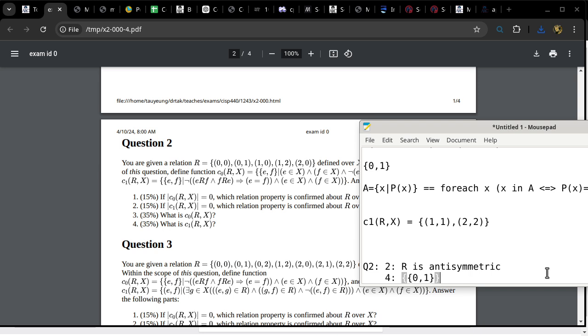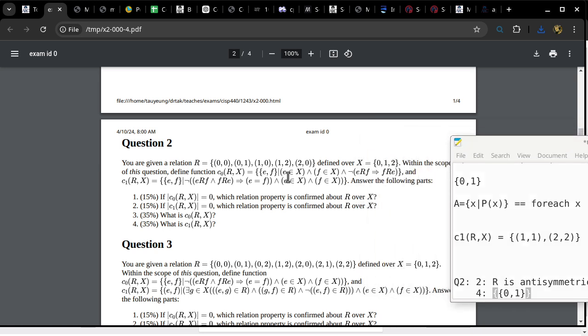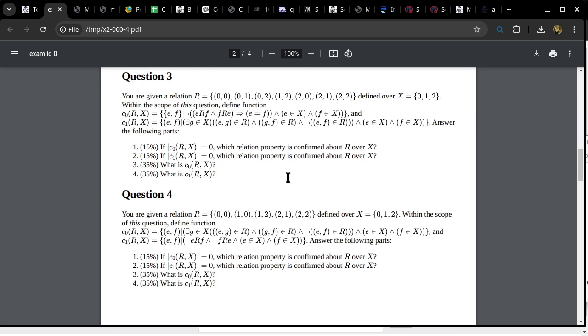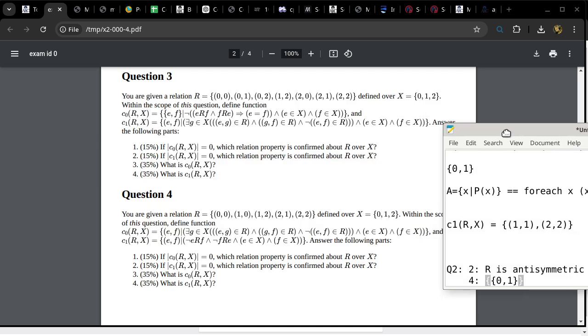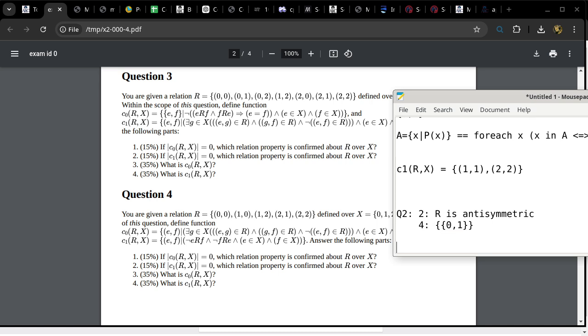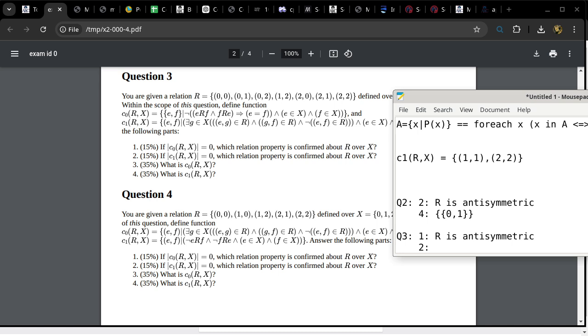All right, so now we have question number 3. For question number 3, once again, we have to look at C0 and C1 and see how they're defined. The first one is the same as the previous question. So in this particular case, when C0 is returning an empty set, then R is anti-symmetric over X. Okay, so we'll answer that question first. That's the easy one. So Q3 part 1 is R is anti-symmetric.